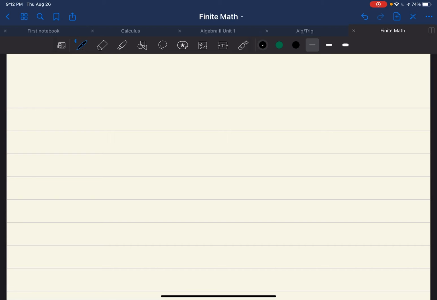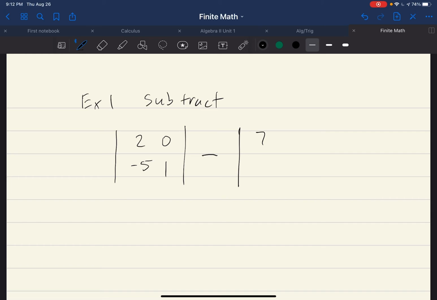So example 1 here, we're just going to subtract two matrices. Now this one here, everything's going to match up perfectly. So example 1 is subtract. We're going to subtract the two matrices. And the first matrix, I'm not going to give it a name, I'm just going to write 2, 0, -5, 1. And the reason why I'm doing subtraction with you is because addition is way easier. You don't have to worry about distributing the negative sign.